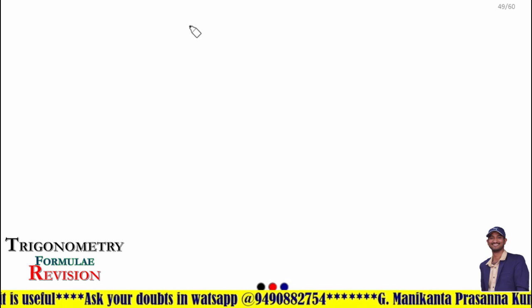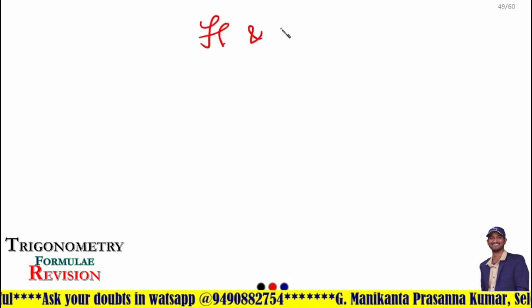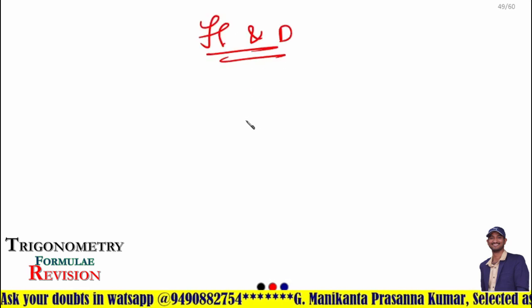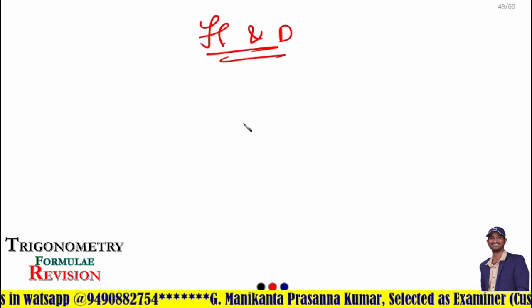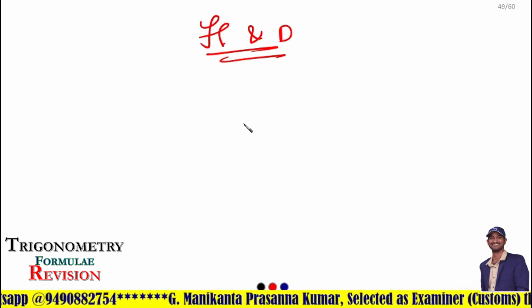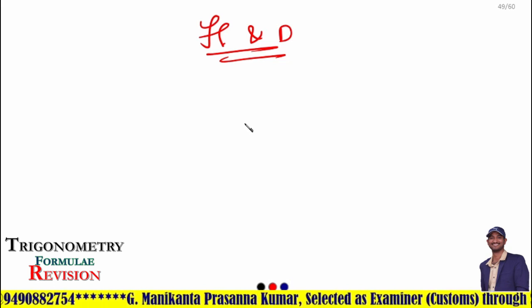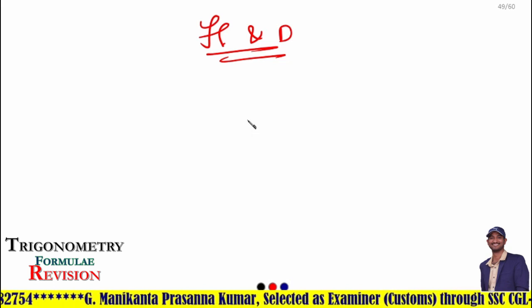Next, the last topic in trigonometry is heights and distances. Heights and distances is a very important topic, and you will definitely get more than 2 questions from it in Tier 2 of SSC CGL. So I will tell you the different types in heights and distances.